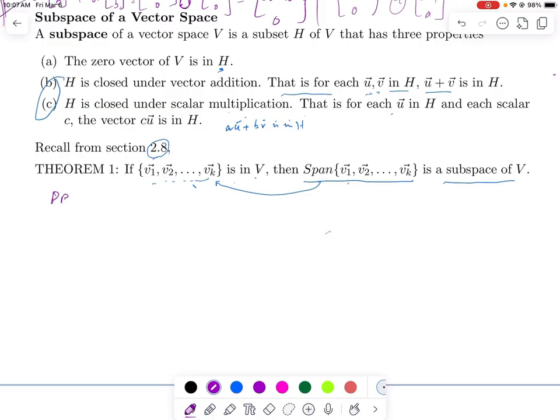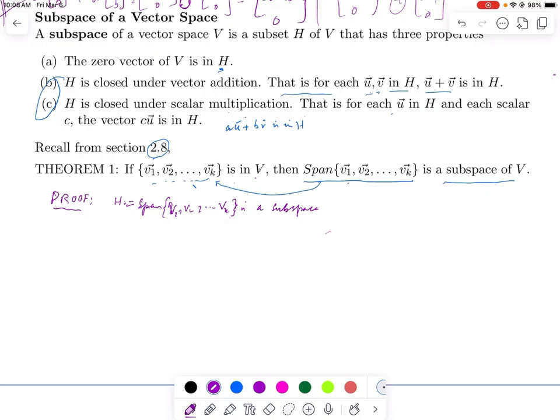Proof. We are proving that H equal to the span of v1, v2 to vk is a subspace. This is what we are going to prove. So I have to prove those three conditions.